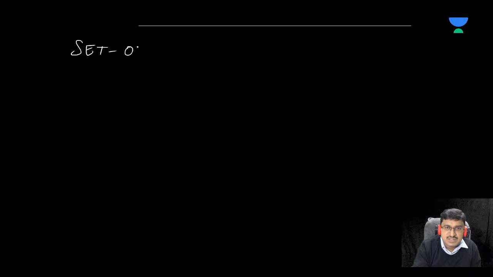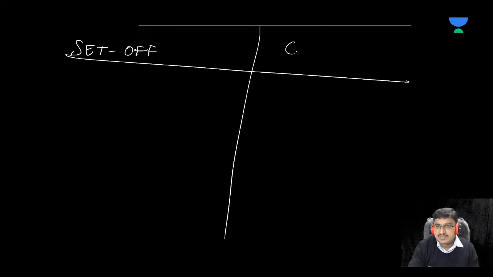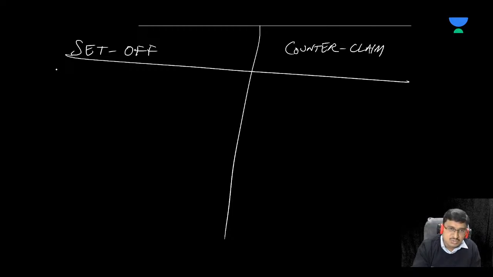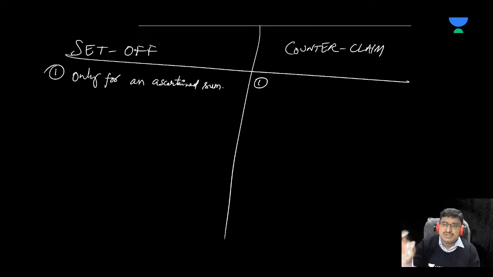Set off and counterclaim. Now, the first one, set off, friends. Set off is related only to ascertained values, only for an ascertained sum of money, whereas for the counterclaim, an ascertained sum is not a criterion to put the counterclaim, friends. It is not a criterion.